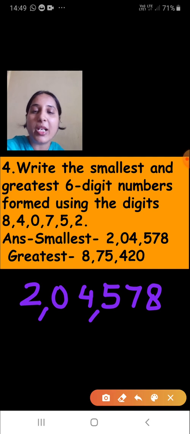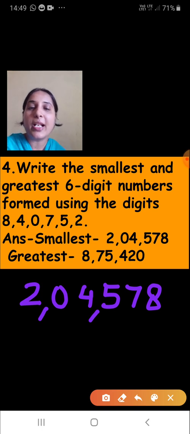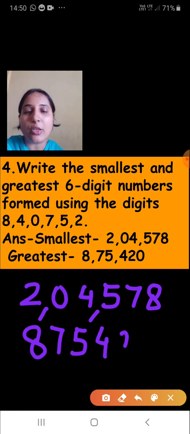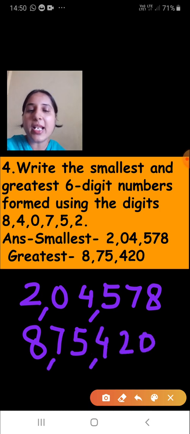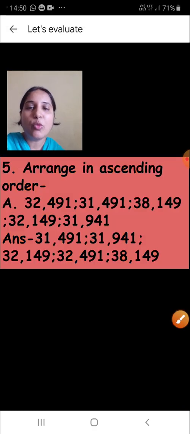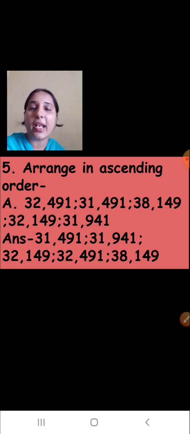So what would be the smallest 6-digit number here? It would be 2,04,578. And what would be the greatest 6-digit number here? We have to arrange the digits in the descending order, means from greater to smaller. So which is the greatest digit here? 8, then 7, then 5, then 4, then 2 and then 0. So what would be the greatest 6-digit number here? It would be 8,75,420.